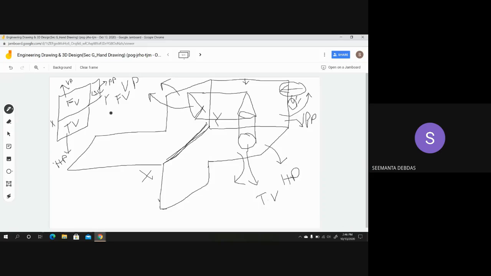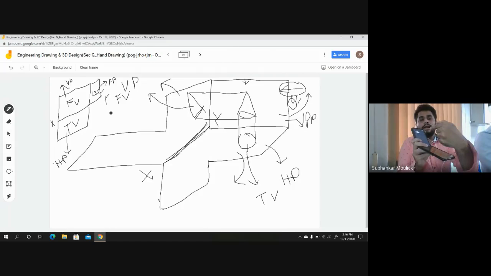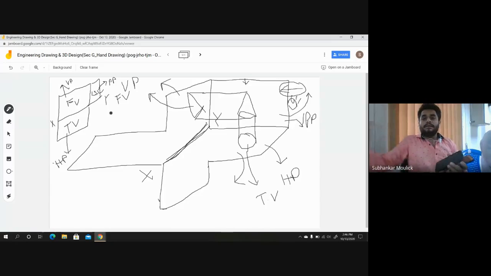Can you just repeat the last part about the rotation of the PP? Rotation of PP. Okay, fine. This is my horizontal plane. This is my vertical plane. Then my profile plane is which one? My hand. This will be my profile plane. Because if this is my front direction, this is my top direction, then this direction will be my left hand side direction, and I will get the view in this profile plane.